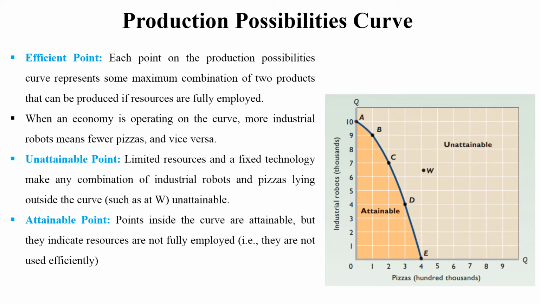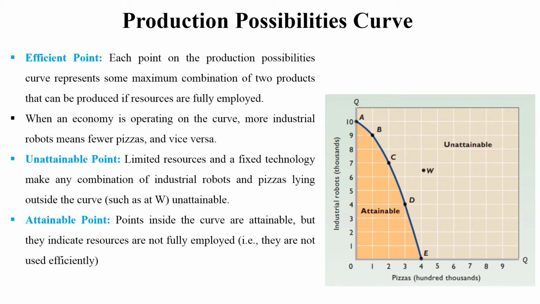What are efficient points? Each point on the production possibilities curve represents some maximum combination of goods that can be produced if all the resources are fully and efficiently employed. When an economy is operating on the curve, more industrial goods means fewer pizzas. On the other hand, more pizza means we have fewer industrial goods.